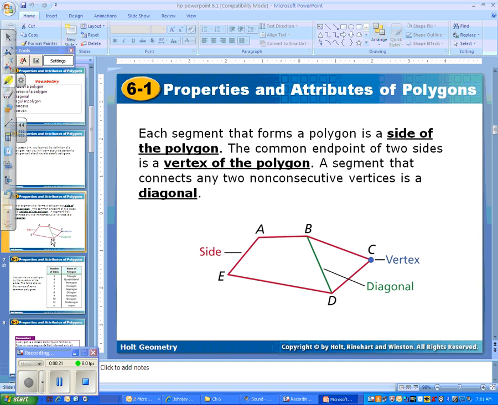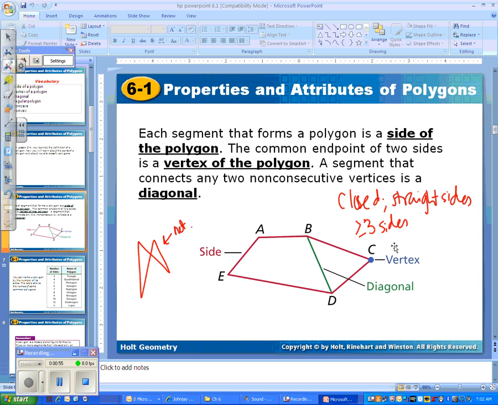So the first thing we need to figure out is what a polygon is. We've already talked about this a little bit: a polygon is a closed figure with all straight sides. The sides cannot be intersecting. So if you have something that looks like this, that is not a polygon. It also has to have 3 or more sides. So those are all the things that make up a polygon.